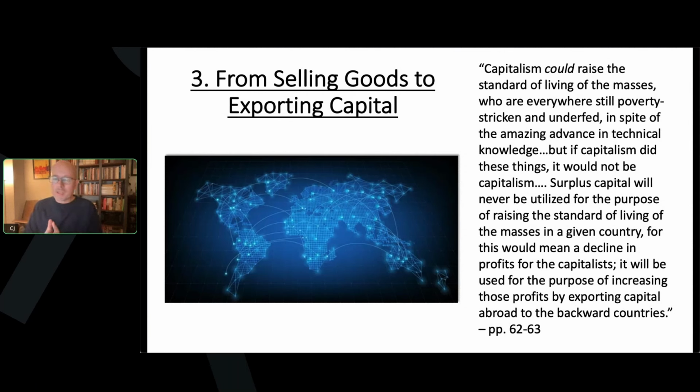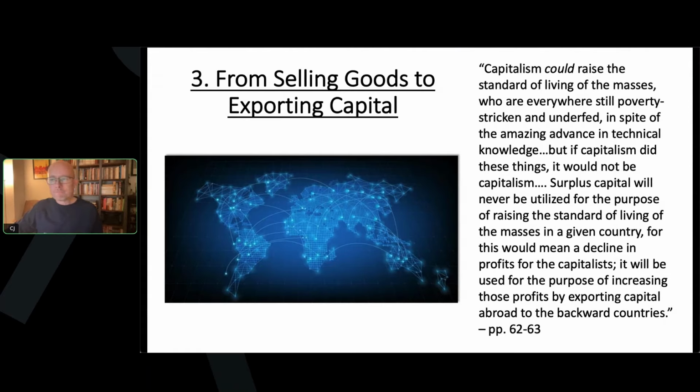So I just want to look at this quote we have from Lenin here, which is a key phrase describing this process. Lenin said that capitalism could raise the standard of living of the masses, who are everywhere still poverty-stricken and underfed in spite of the amazing advance in technical knowledge. But if capitalism did these things, it wouldn't be capitalism. Surplus capital will never be utilized for the purpose of raising the standard of living of the masses in a given country, because this would mean a decline in profits. Instead, it will be used for the purpose of increasing those profits by exporting capital abroad to the backward countries.